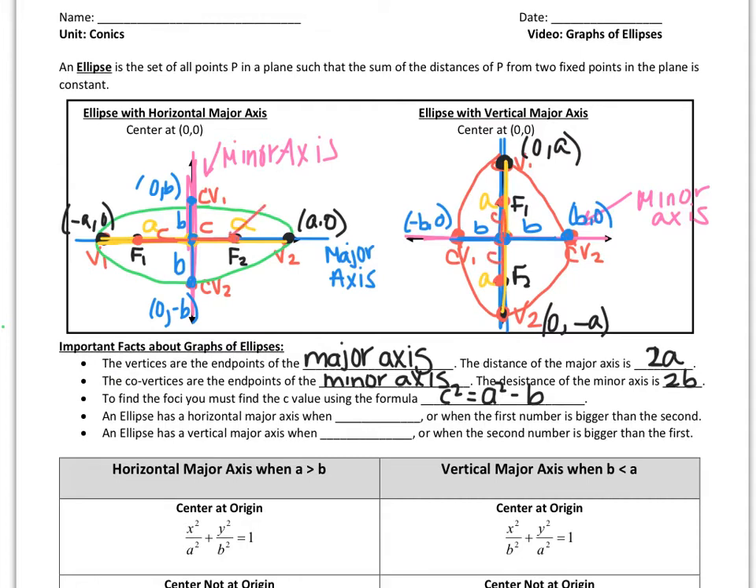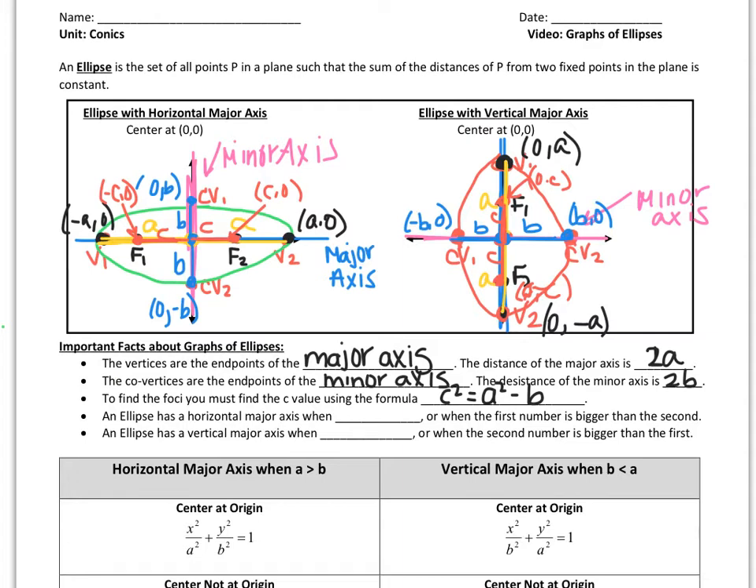So the foci would be (C, 0) and (negative C, 0). Same thing up here. Here's C and C. So this would be (0, C) and (0, negative C). Okay?